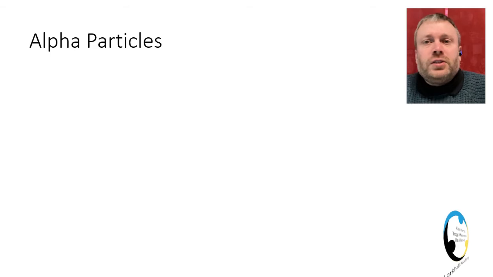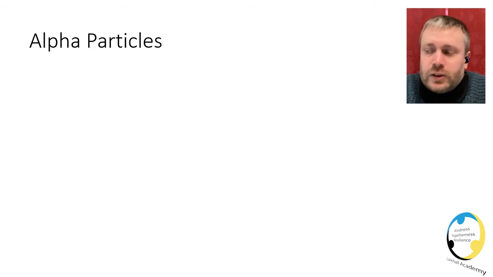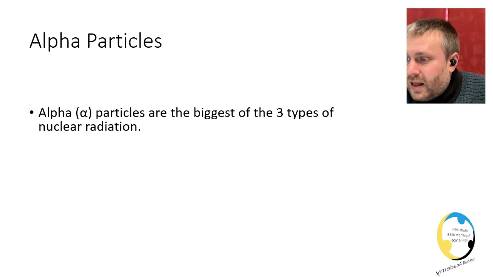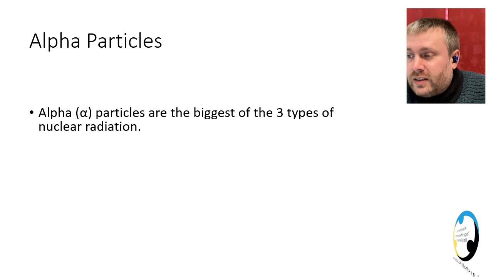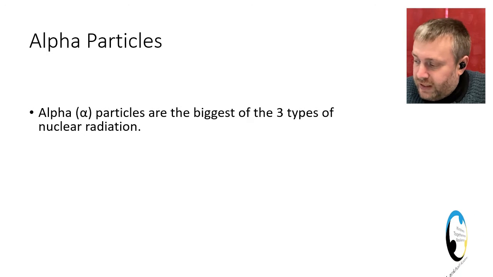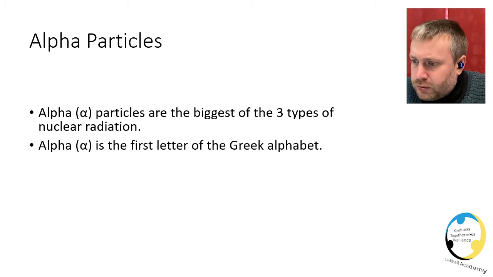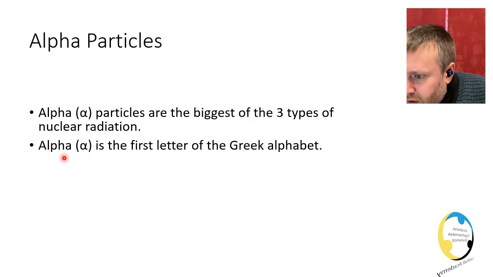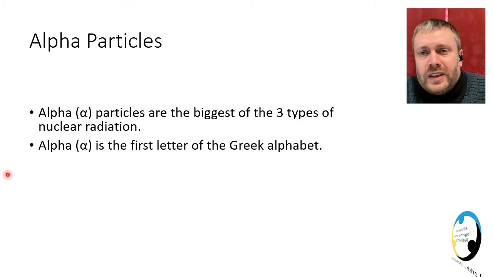So, first of our three types of radiation that we're going to be looking at today is the alpha particle. The alpha particle is the largest of the three types of nuclear radiation, particularly the three types of particles. Alpha, which is also represented by this little funny symbol here, looks almost like a funny A. Alpha is the first letter of the Greek alphabet.